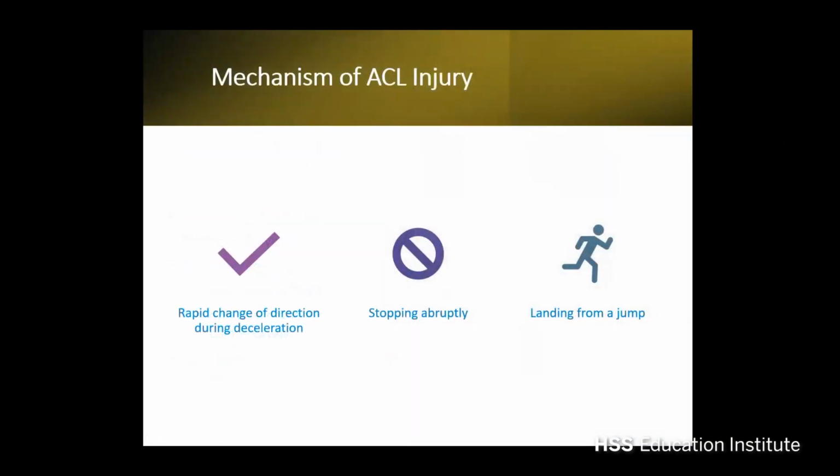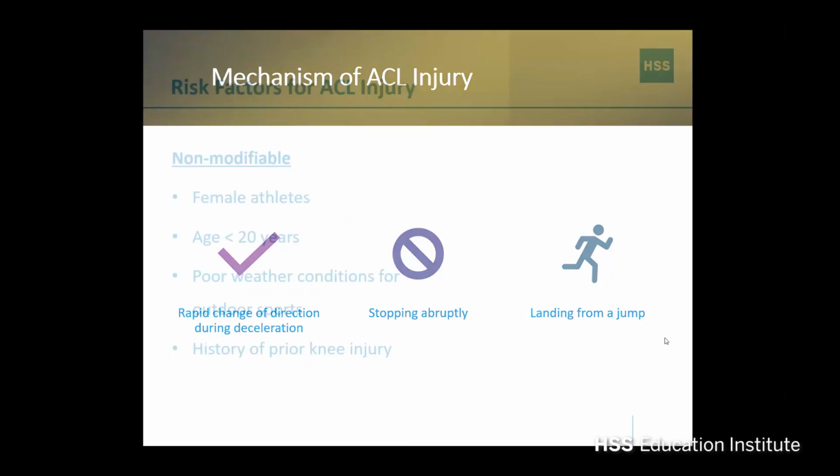Understanding the mechanism of ACL injury provides an important baseline to establish effective prevention strategies that minimize these risk factors. So how does an ACL injury happen? Well, we just saw a video of it. There's a couple of different components that can happen in isolation or in combination. One is a rapid change of direction during deceleration. A player's on the field and they perform a quick pivoting movement that predisposes someone to an ACL injury. Stopping abruptly, and just like we saw in that video, landing from a jump. All of those factors can potentially lead to an ACL injury.